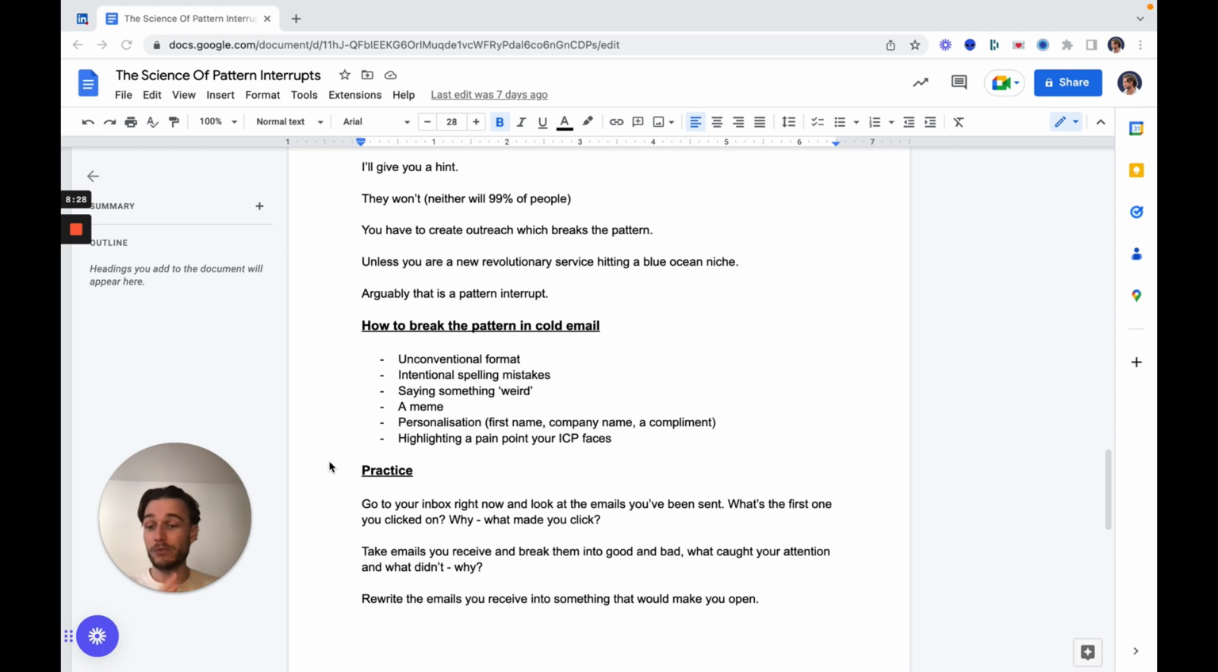Another way, which is a pretty simple way, and I'm sure a lot of you guys know this, is personalization. Personalization is a great way of breaking the pattern: using their first name, their company name, a compliment, their industry, anything to make it look like the email was really handwritten and a lot of time and effort was put into it. If you can do that with personalization, then fantastic.